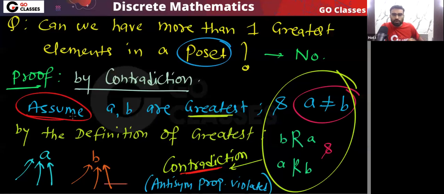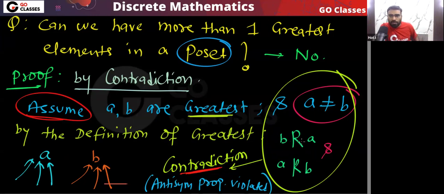In the proof, did you notice what we are using? We are using the definitions only. We are using the definition of POSET: POSET is antisymmetric. We are using the definition of greatest: an element is greatest if everyone is related to it. So if you assume A is greatest, then everyone will be related to A, so B will be related to A. If you assume B is greatest, then everyone will be related to B, so A will be related to B.